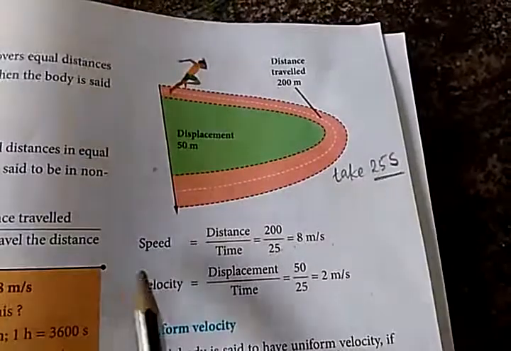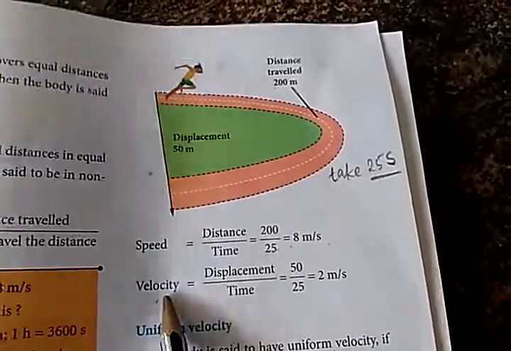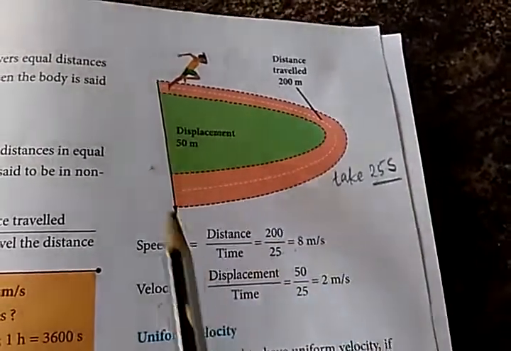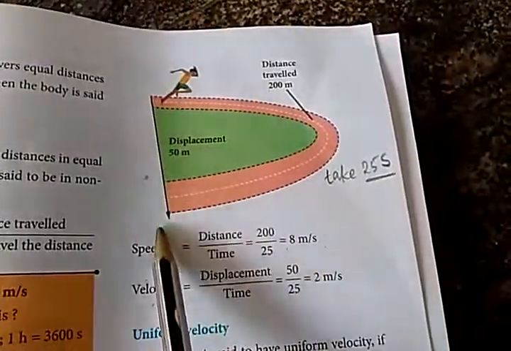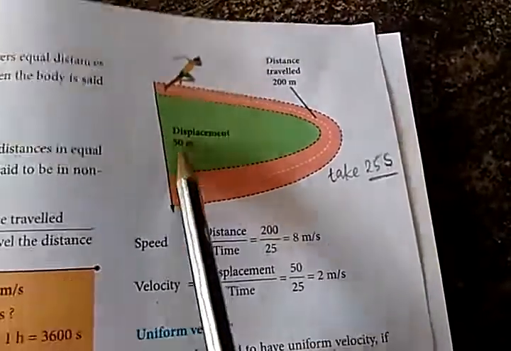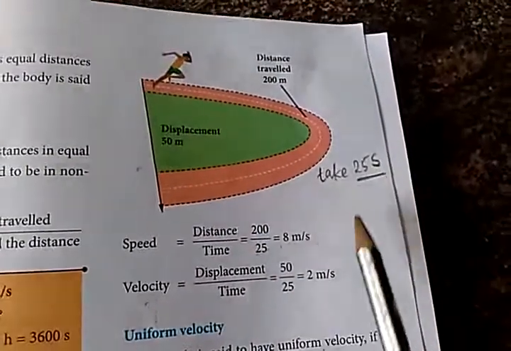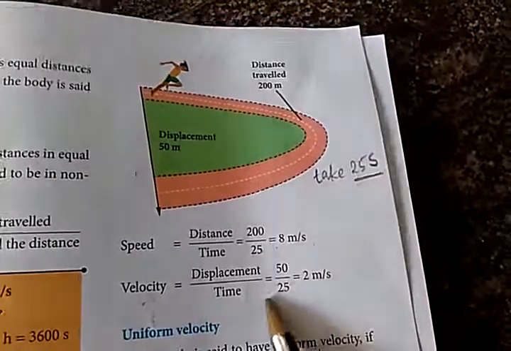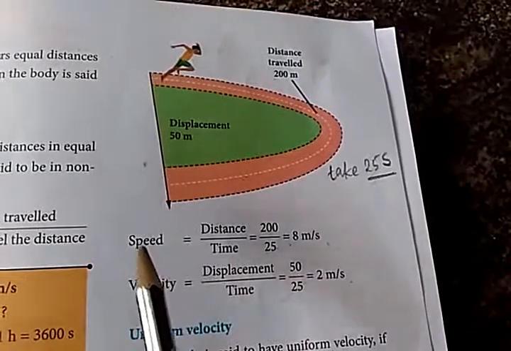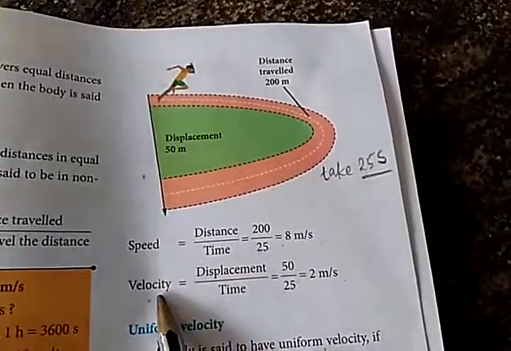But we calculate velocity. Velocity is equal to displacement by time. Here the displacement is the shortest distance. So we substitute 50 meter divided by time 25 seconds. The answer is 2 meter per second. Students, this is how to calculate speed and how to calculate velocity.